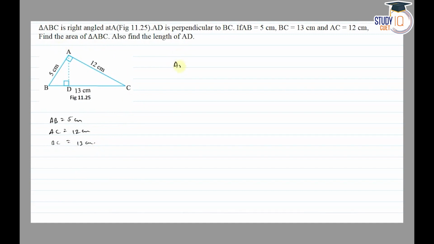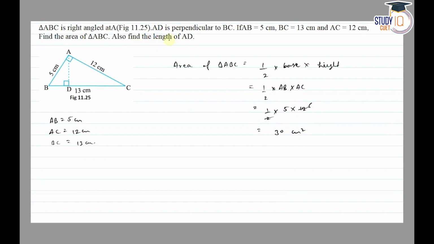So area of triangle ABC is equal to half base into height. बेस हो जाएगा हमारे पास AB एंड हाइट हो जाएगी AC. सो वैल्यू पुट कर देंगे. AB इज इक्वल टू 5 सेंटीमीटर एंड AC इज इक्वल टू 12. सो 2 से 12 कैंसिल हो जाएगा 6 टाइम. 5 6 30 सेंटीमीटर स्क्वायर.